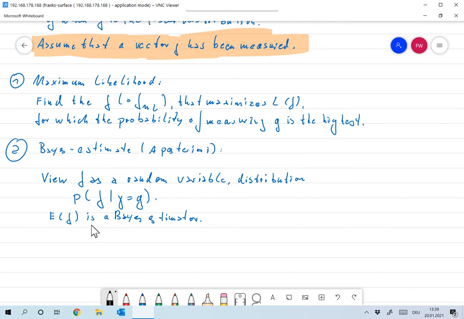Okay, we'll look at both. For this one, we'll just look at a noise model. And for this one over here, we look at the tomography problem, but that we'll do a little bit later.